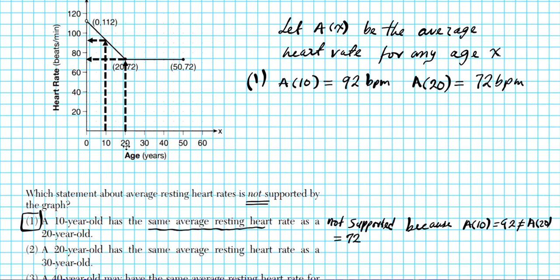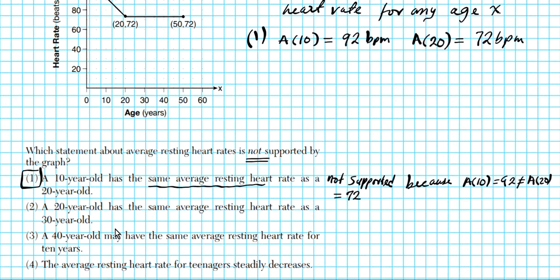Let's take a look at the other ones just to make sure we really understand this concept of using graphs to read out output values of functions with specified input values. Okay, so for option 2, it says a 20-year-old has the same average resting heart rate as a 30-year-old. So this statement must be true because we stated earlier that only the first one is false. Okay, so let's see if that's true. For number 2, a 20-year-old has what average resting heart rate? That's A of 20. We already know what that is. If we trace it to the graph as we did before, our output is going to be 72 beats per minute. How about a 30-year-old?